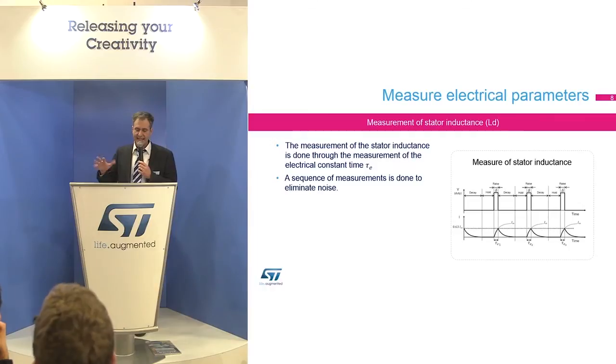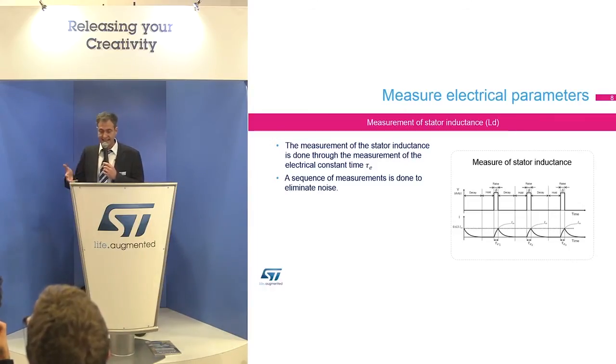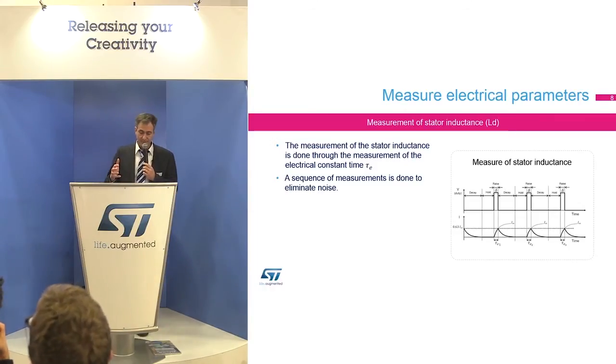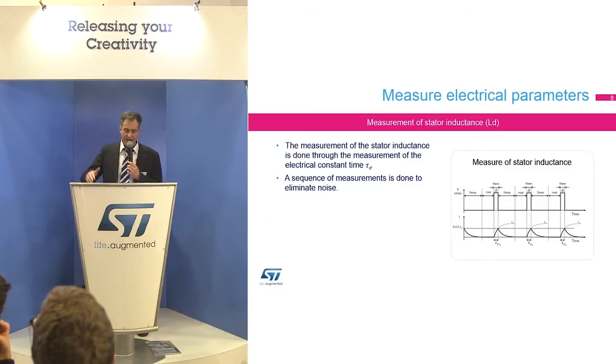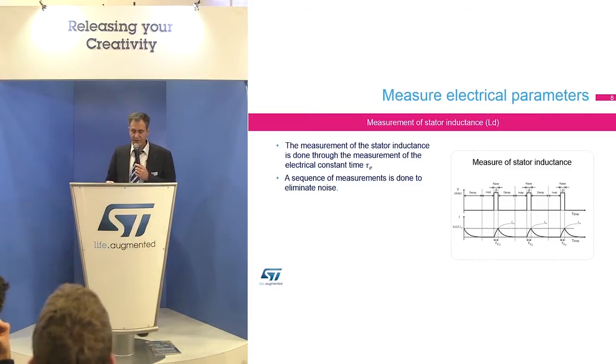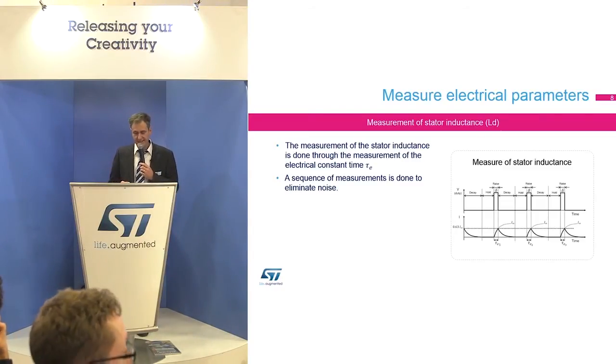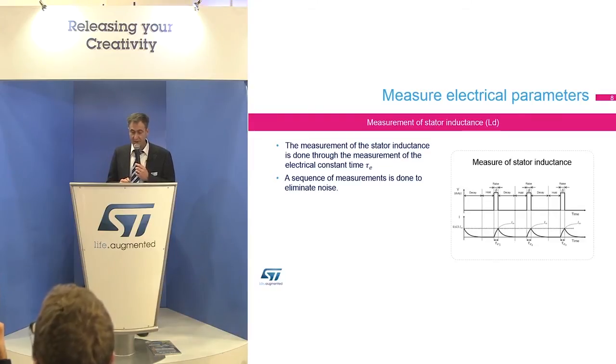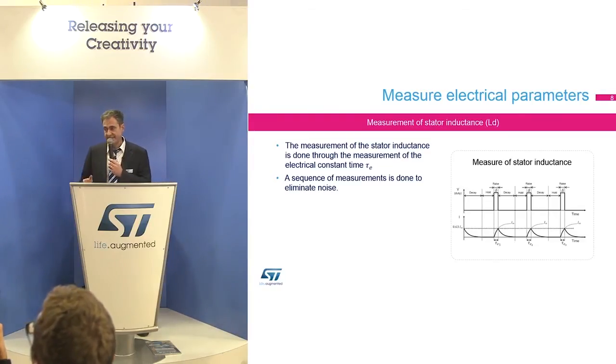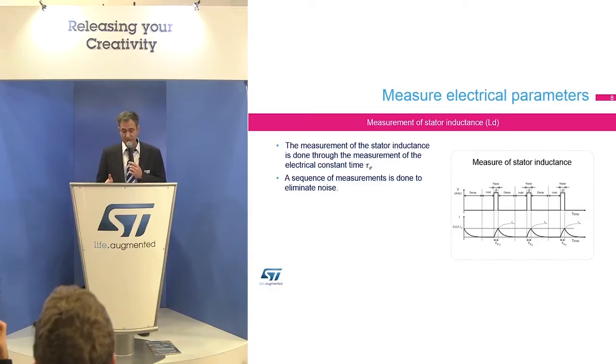The measurement of the motor inductance is done through the measurement of the electrical time constant. We can provide a set of voltage pulses, and we can measure the electrical time constant of the system. With this kind of measurement, it is possible to measure the inductance of the motor.